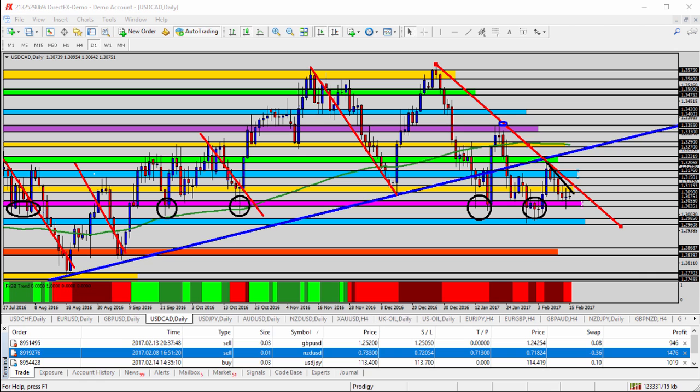GBP-USD, the pound dollar trade that you see there, 25.20 was the short that we took. We've seen over 100 pips of profit on that trade as well, so I hope that you are capturing and locking in profit as we go.